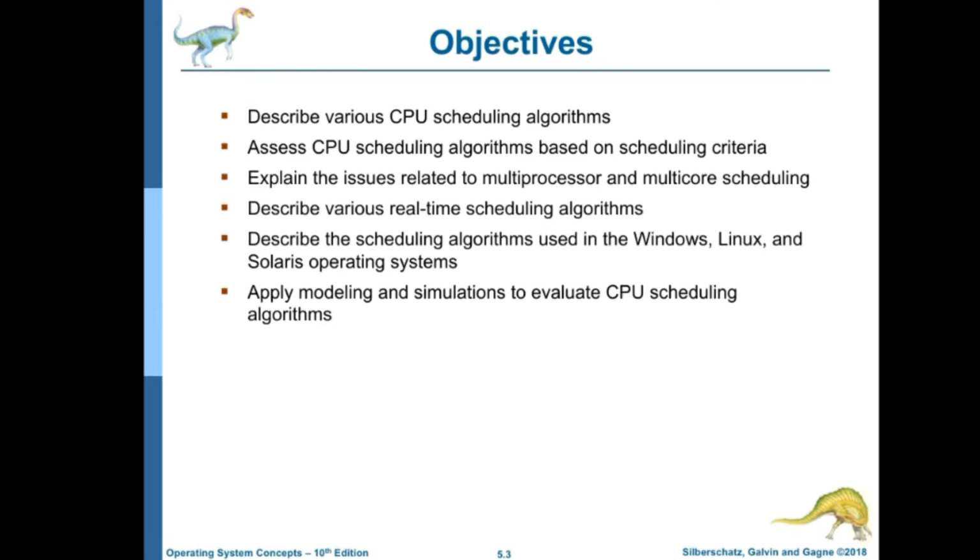Here are the objectives of this topic. First, describe various CPU scheduling algorithms. Assess CPU scheduling algorithms based on scheduling criteria. Explain the issues related to multiprocessor and multi-core scheduling. Describe various real-time scheduling algorithms. Describe the scheduling algorithms used in the Windows, Linux, and Solaris operating systems. And lastly, apply modeling and simulation to evaluate CPU scheduling algorithms.